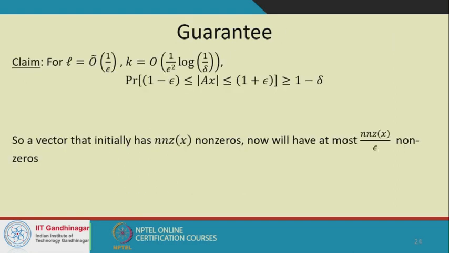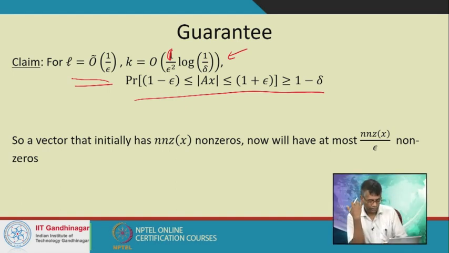So it turns out that you can make the same kind of guarantees. You can set k to be the same quantity, 1 over epsilon square log 1 over delta, some c by epsilon square, but this is order notation anyway. And if you choose L to be basically 1 by epsilon, you can then have the same Johnson-Lindenstrauss kind of guarantees.